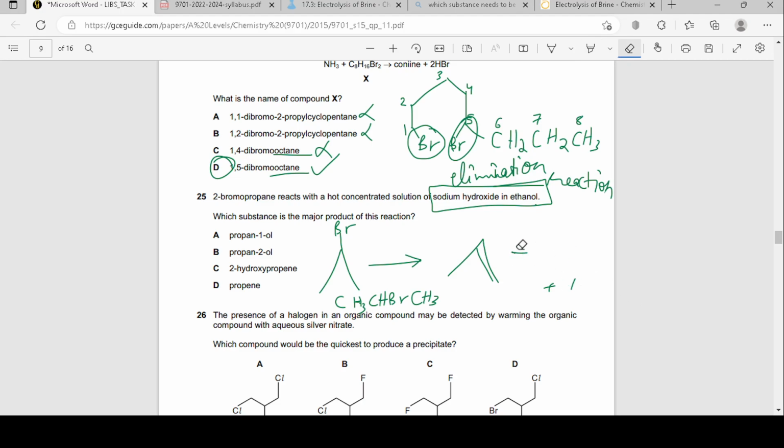Even if it was to happen in the opposite direction, with the double bond forming on the other side, that would be the same thing. So basically propene is the answer, and yeah, pretty cool. And next question now.